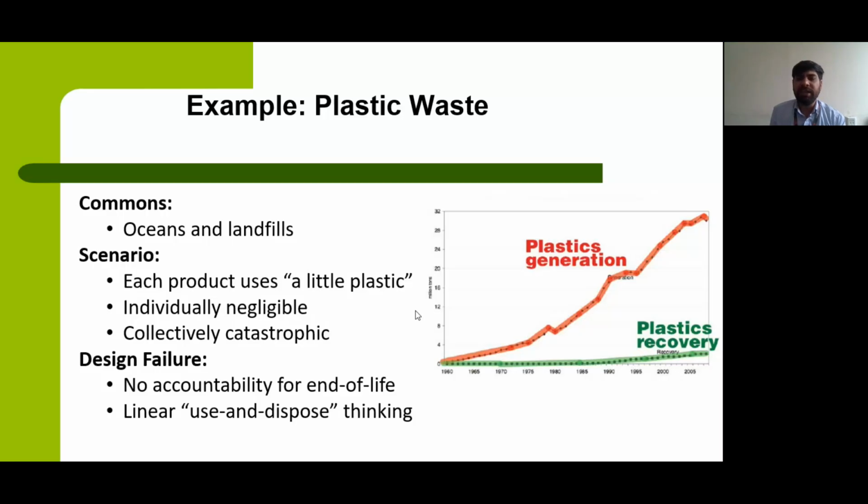Take the scenario where each product uses a little plastic, like the grazing of the field, where every animal grazes only a small part. We say we are only using a very small piece of plastic. Individually it is negligible, but collectively it is catastrophic, because we find a lot of plastic waste lying around us. So it is a design failure: no accountability for the end of life, a linear use-and-dispose model. Once it was invented, no one thought about where it will go once its purpose is fulfilled. This leads to the design failure.